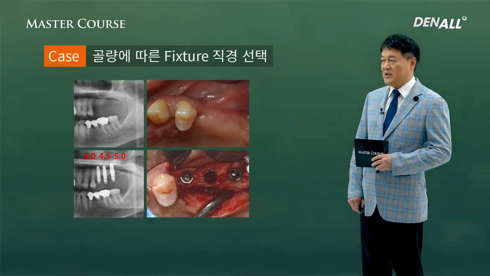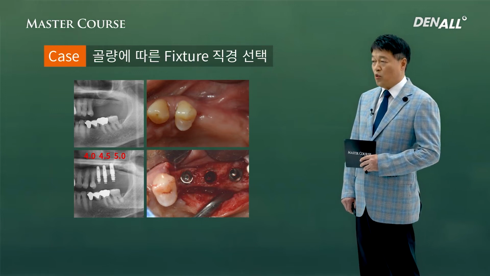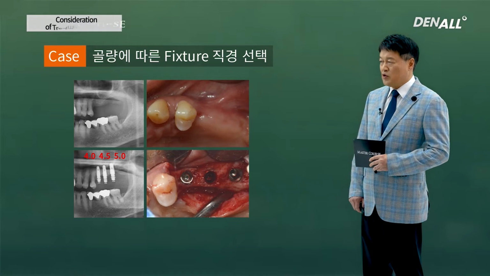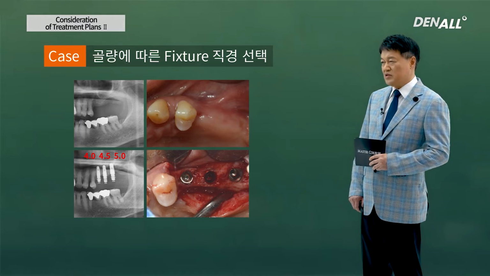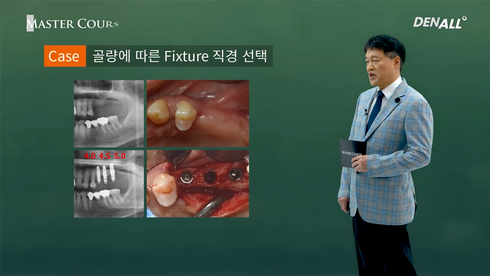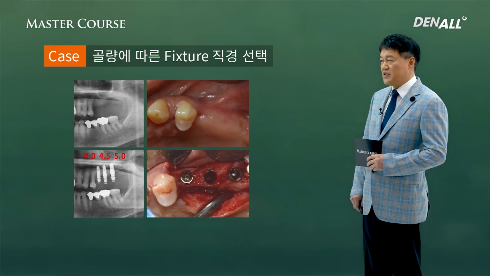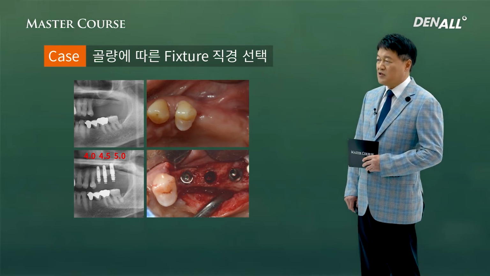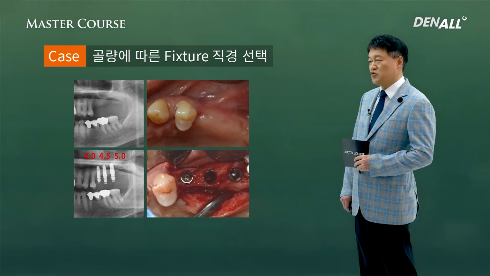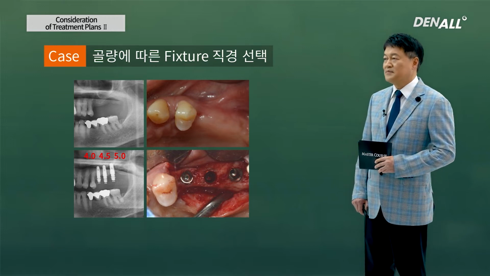Let's look at a case. Normally, when you place, you choose fixture diameter depending on the bone amount, number 25, and number 6 and 7. In number 25, there was not enough bone, and I chose 4.0, and for 6, which also did not have a lot of bone, I chose 4.5, and for 7, with sufficient amount of bone, 5 millimeter implant was chosen. Before surgery, I took CT and evaluated the amount of bone, and then chose the appropriate diameter implant.